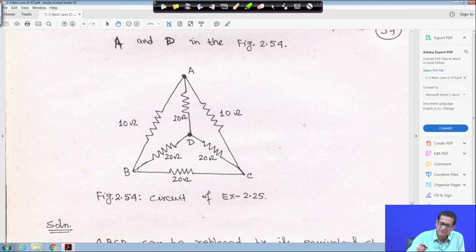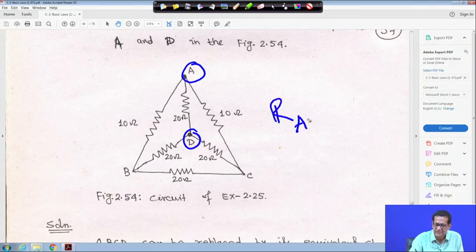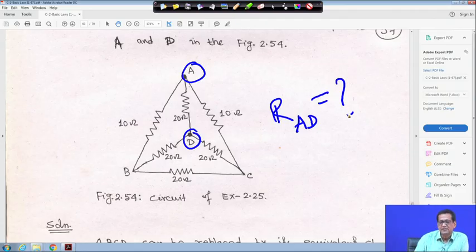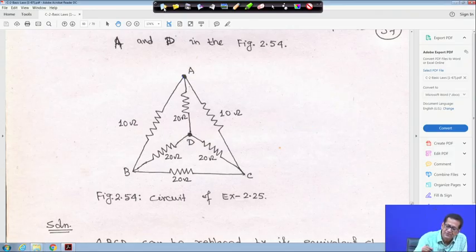This is your point A and this is your point D. You have to find out the equivalent resistance R_AD, right. So, that has been asked in the problem. So, let me clean it.